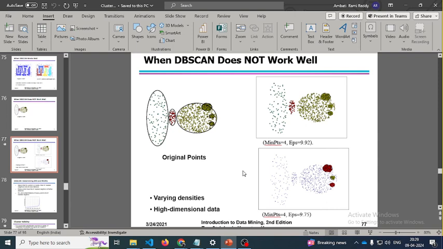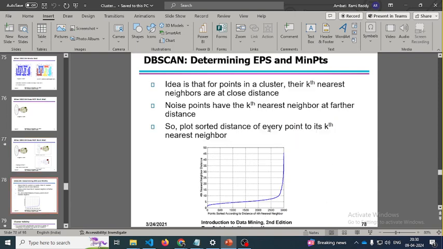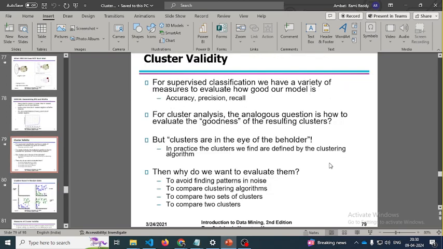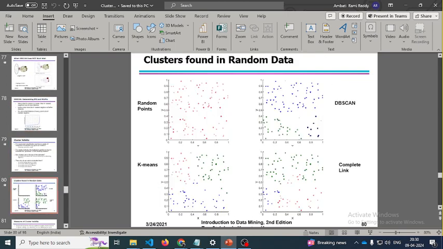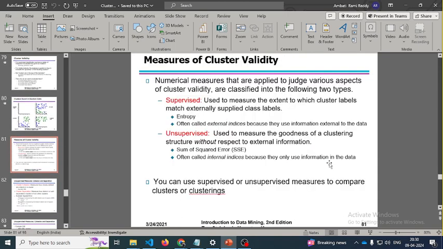And if you are having high dimensional data, it won't work well. If you are having low dimensional data, it may work well. So you need to remember these points whenever you are using DBSCAN. I hope that knowledge is enough.